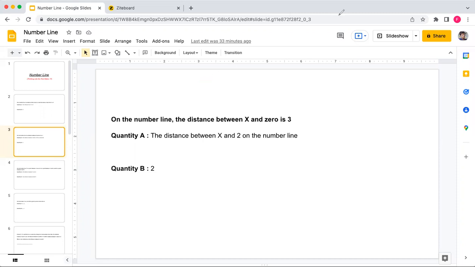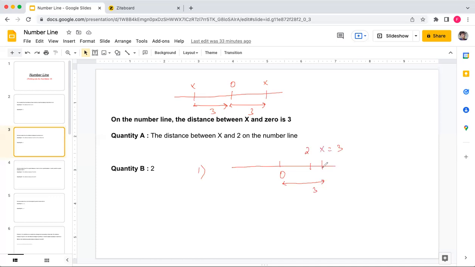Let's see how. The question says that on the number line, we have a number line. The distance between x and 0 is 3. For example, this is 0. And the distance between x and 0, if x is on this side, this could be 3. And if x is on the negative side, this could be 3. Right? So both are possible scenarios for x. Now the question is saying the distance between x and 2. If I consider the two scenarios separately, in the first scenario, this is 0 and this is x, and the distance between them is 3. That's why in this scenario, x is equal to 3. And the question is saying the distance between x and 2.